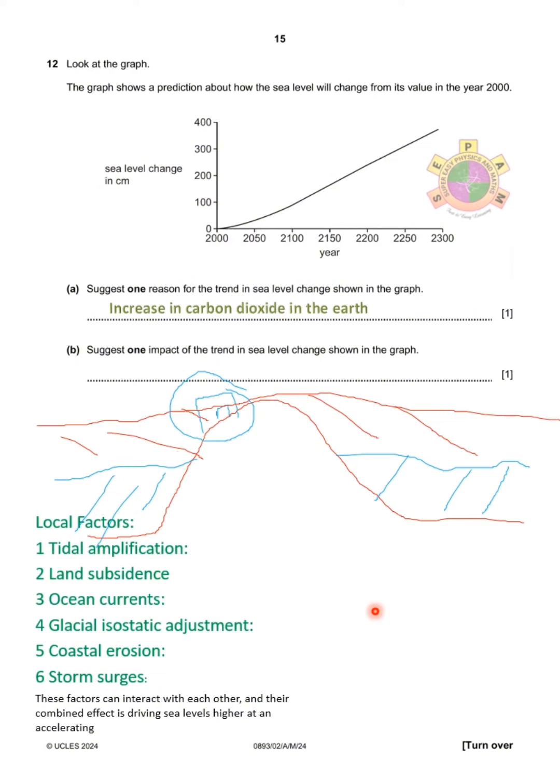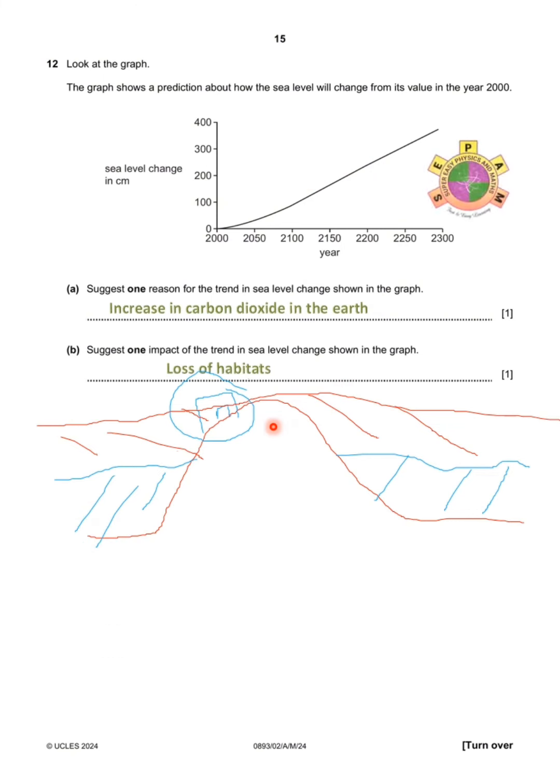Now let's look at question B. Suggest one impact of the trend of the sea level rise in the graph. What is the impact? When the sea level rises in a particular location, what will be the consequence on the habitat and the ecological system? So let's look at the consequence briefly. So one of them is loss of habitat.